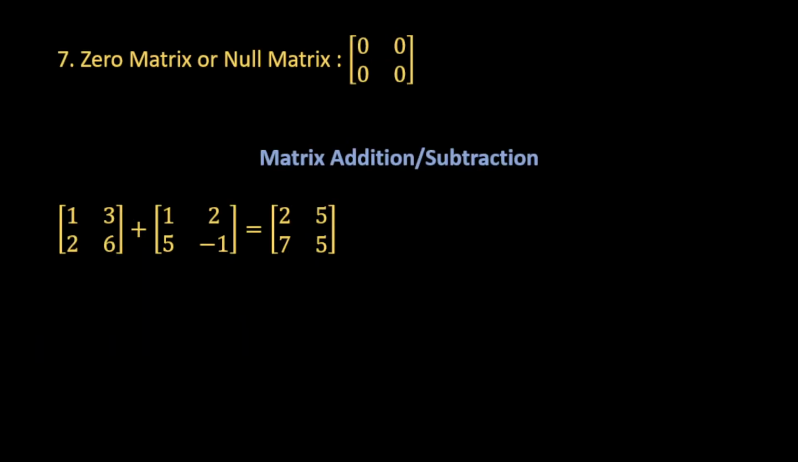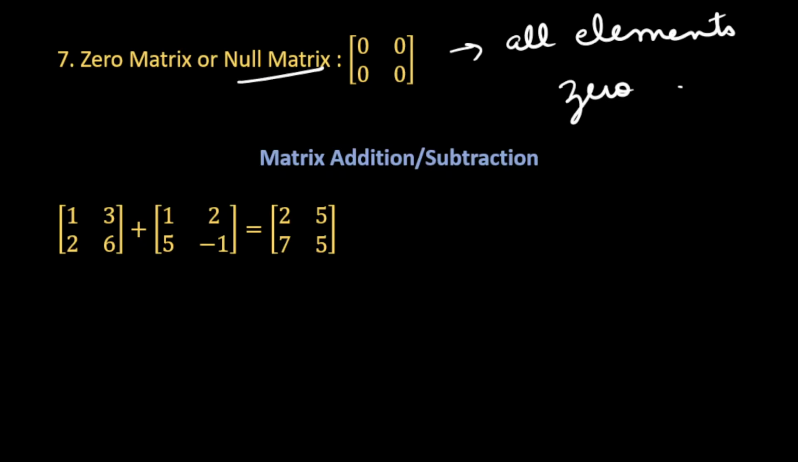Let's see the next type. The next one is the zero or null matrix. When all the elements of a matrix are equal to zero, it is a null matrix. So these were the types of matrices. Sometimes for MCQ purposes we should know them.